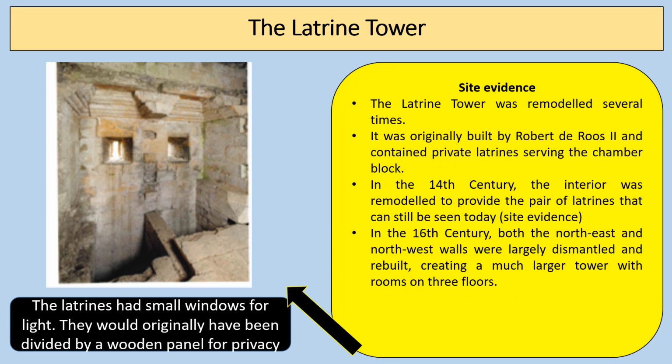Okay, the latrine tower was remodelled several times. It was originally built by Robert de Roos II, and contained private latrines serving the chamber block. In the 14th century, the interior was remodelled to provide a pair of latrines that can still be seen today. So that's a bit of site evidence again for you. In the 16th century, both the northeast and northwest walls were largely dismantled and rebuilt, creating a much larger tower with rooms on 3 floors. And again, that domestic purpose of the castle.